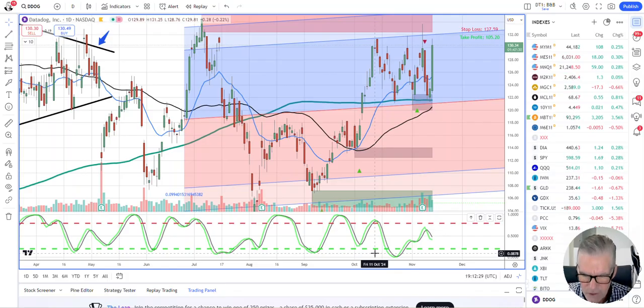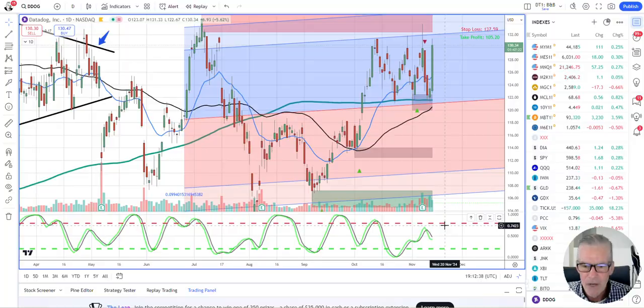Now, we don't always use the stochastics, and we don't always obey their entry signals. We didn't really get an entry signal on DataDog, but it did really well. But every now and then, we'll take a buy signal from stochastics as a good swing trade.